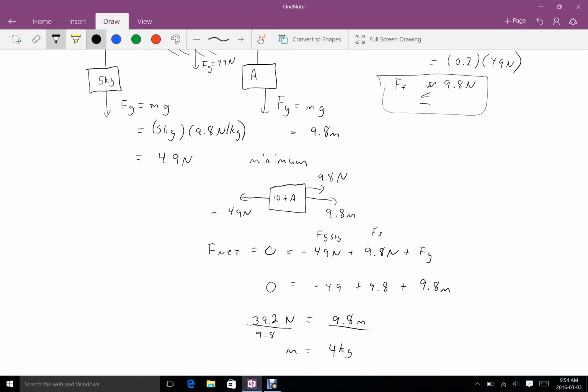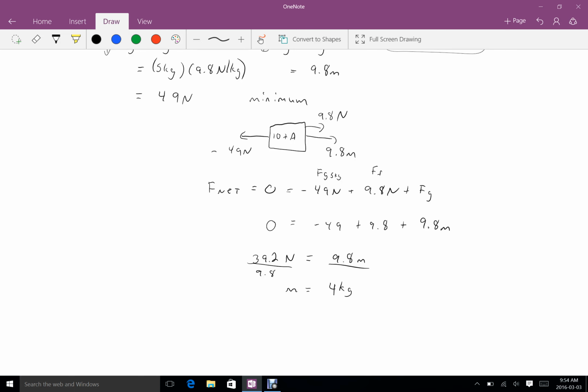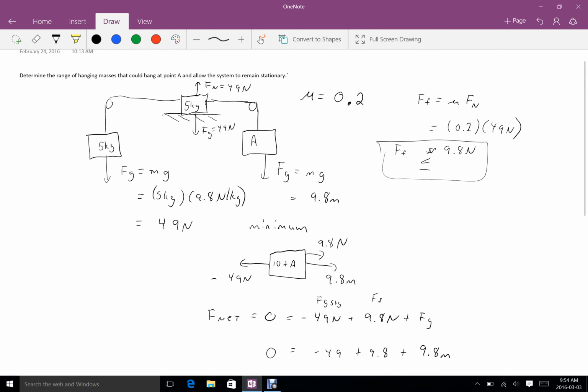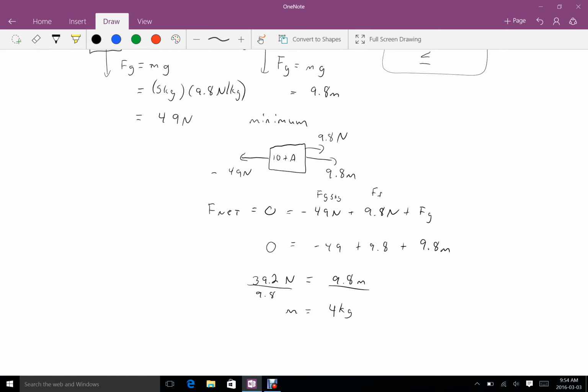So all the way down to 4 kilograms, the force of friction acting on that 5 kilogram object will be enough so that it can't be overcome by A. So anything greater than 4 kilograms isn't going to move. The 9.8 would apply if it was 4 kilograms. But let's say it was like 4.5 kilograms or something like that. It wouldn't be 9.8. It'd only be as big as it needs to be to keep the system from moving. That gets you your minimum.